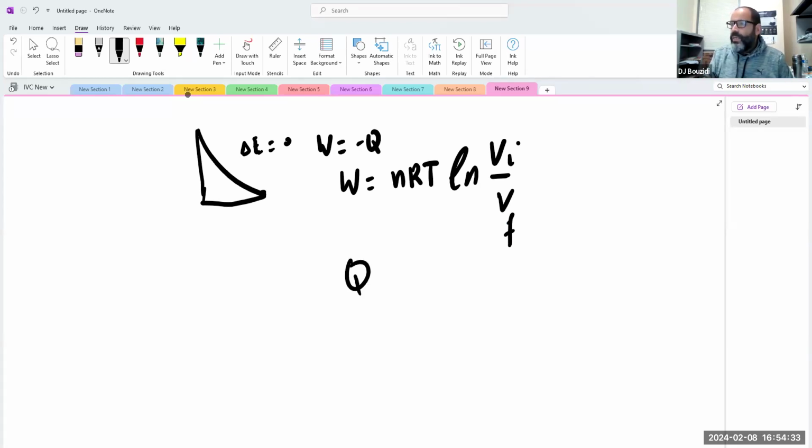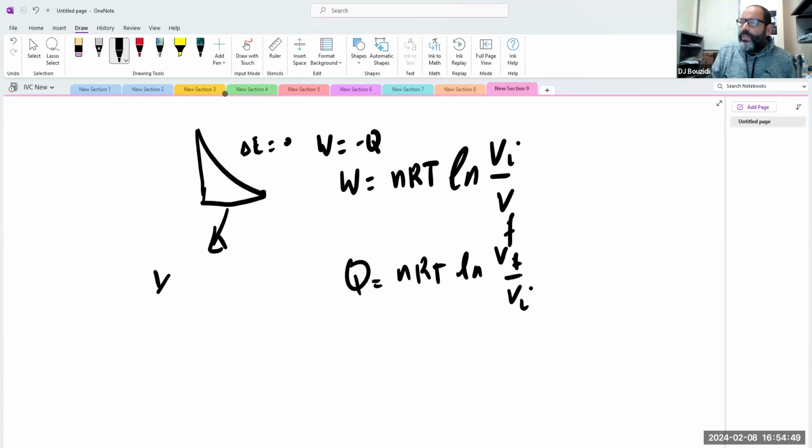The heat associated with it, you just flip the fraction in there, because the ln has this property, which is ln of x is equal to negative ln of 1 over x. Anyway, so we have that for the isothermal process. For this process in here, the work is going to be equal to negative P times delta V, where this is the V final, and this is the V initial. Obviously, for the isothermal, this would be the V initial, and this would be the V final. So you have to be careful in here.